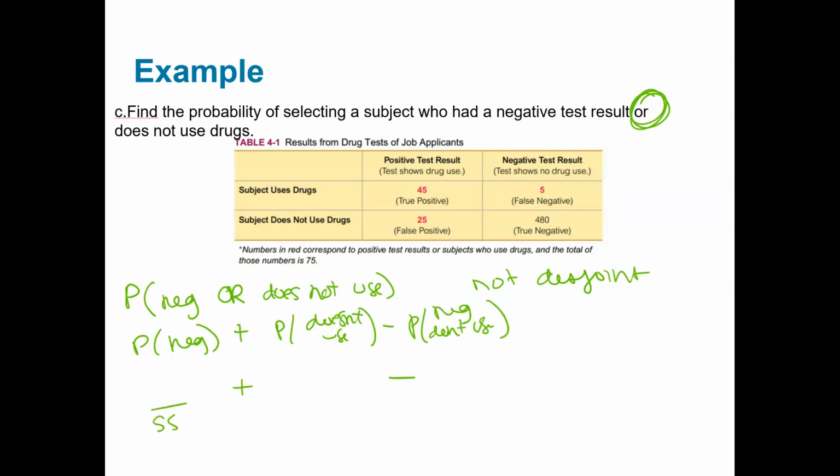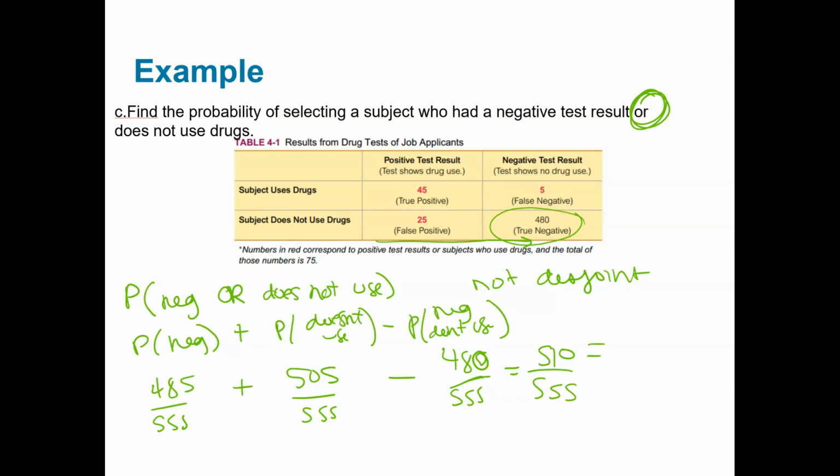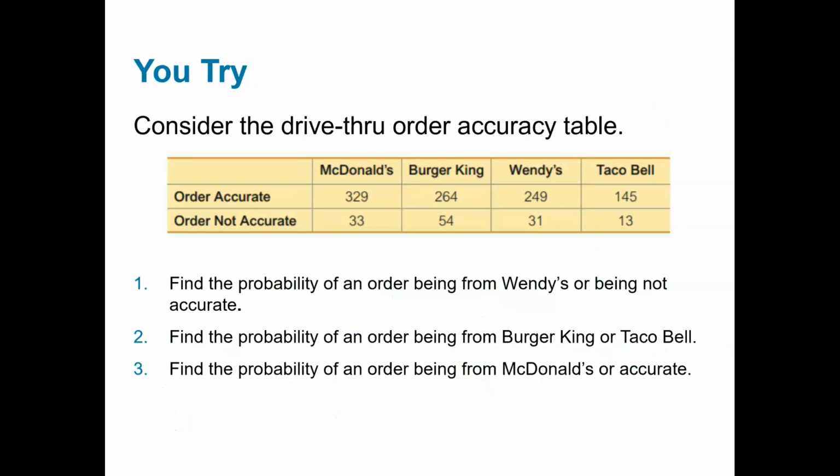And we know that the totals are 555. So probability of a negative, these are our negatives, 485. People who don't use are down here. So that's 505. And the people that have a negative result and don't use is 480. And so when we calculate that, we get 510 over 555. We get 0.919, which makes sense that they're getting a negative and not using. But there are those false positives. All right, you try these 3.